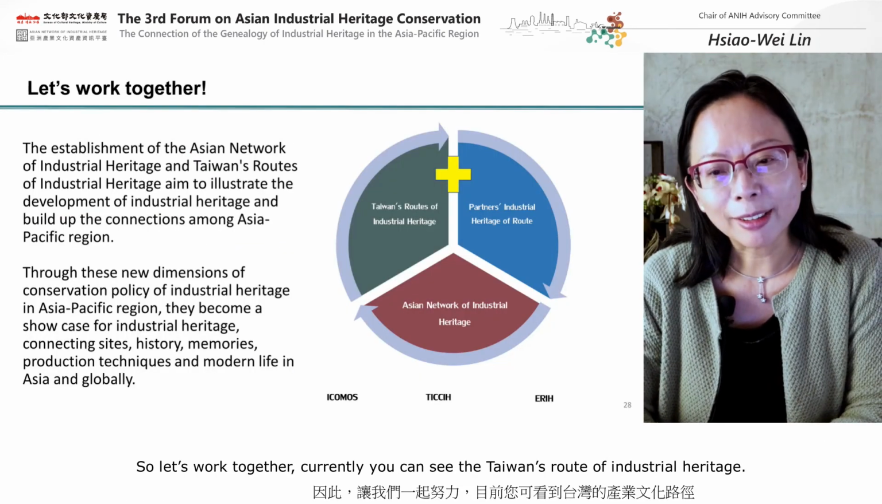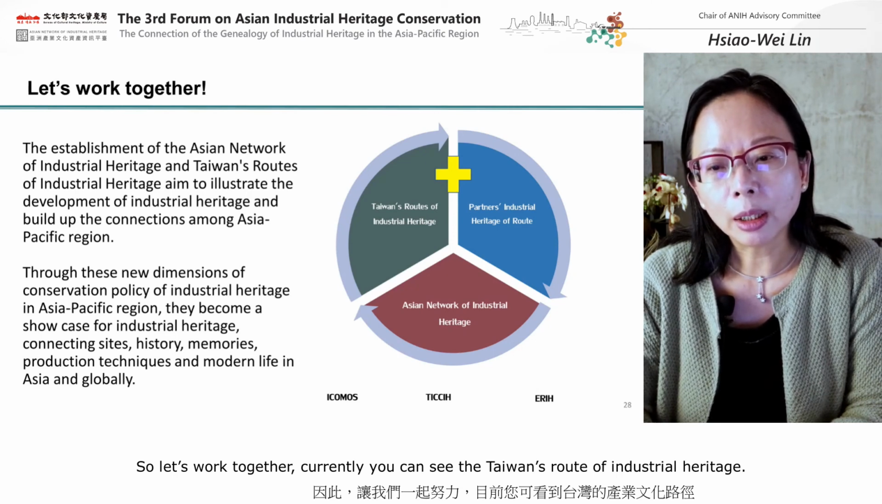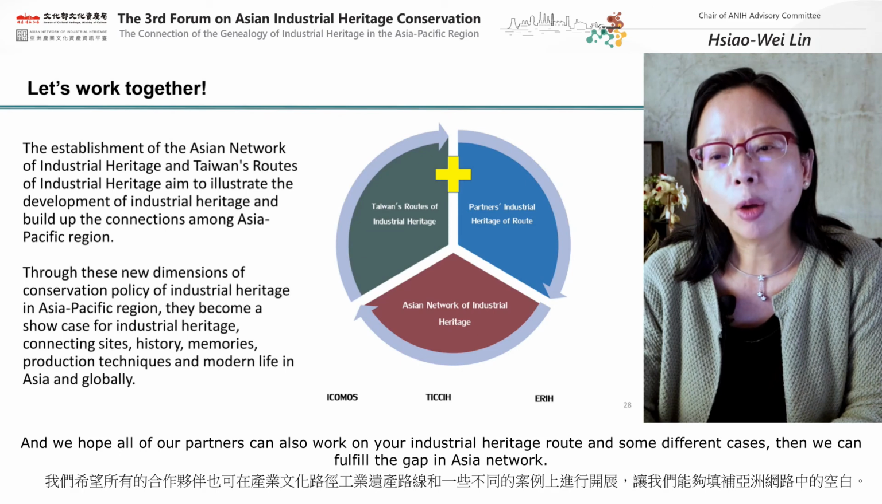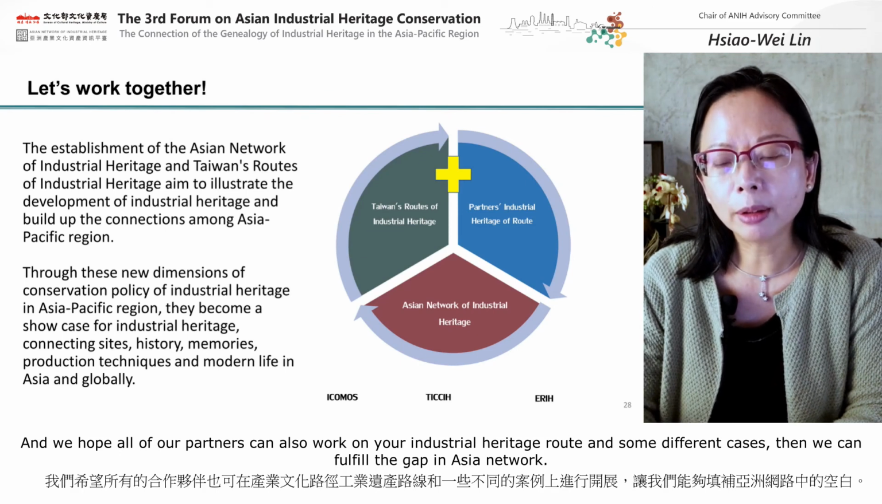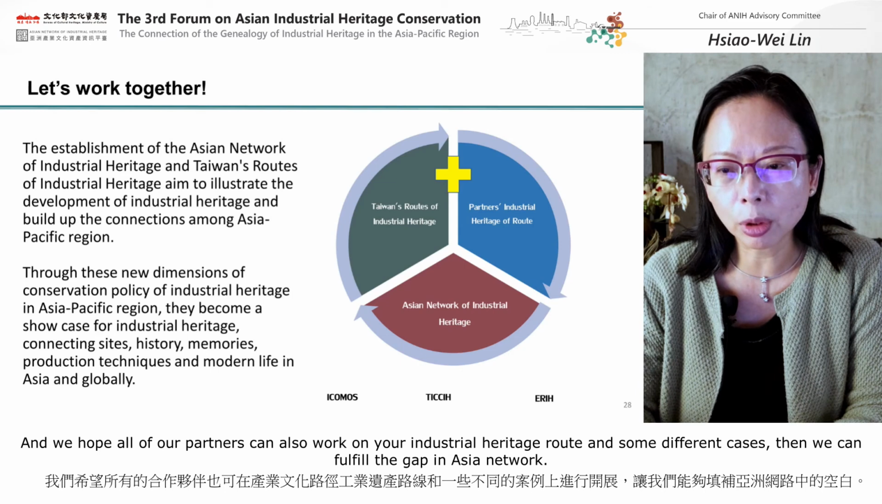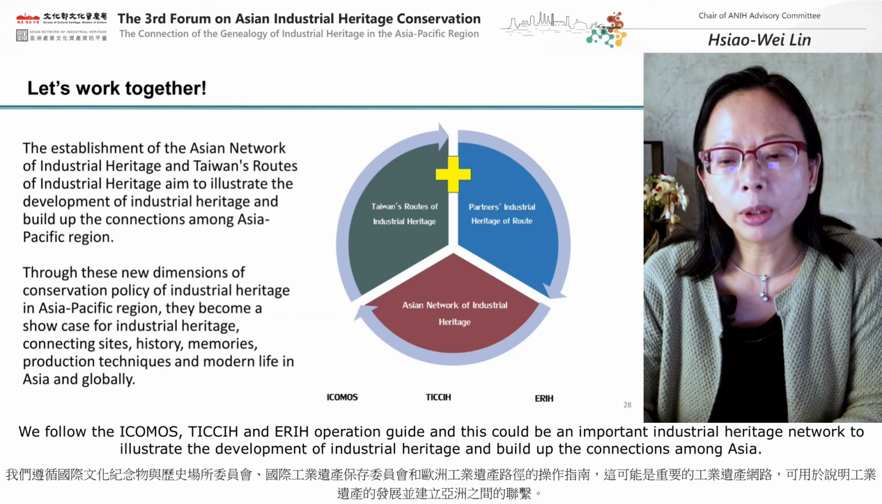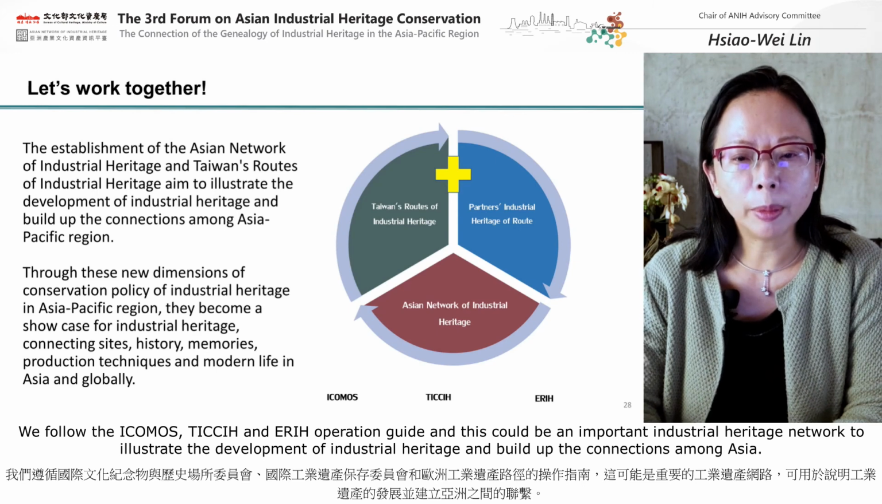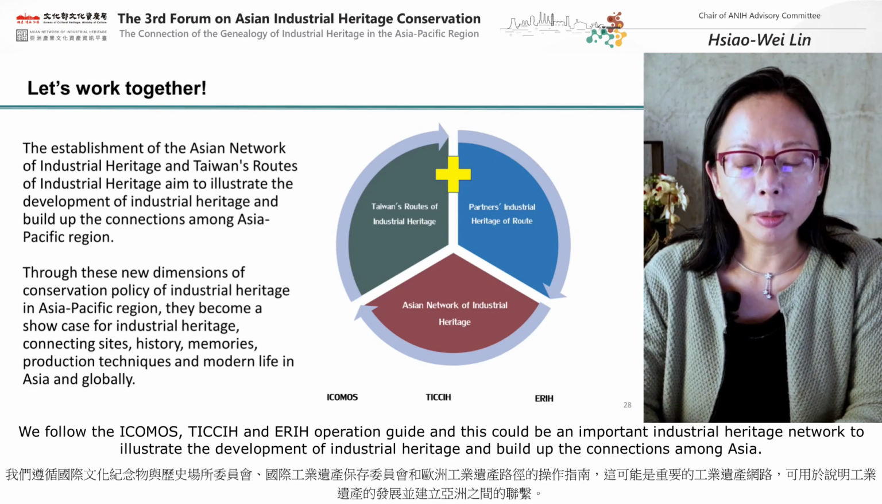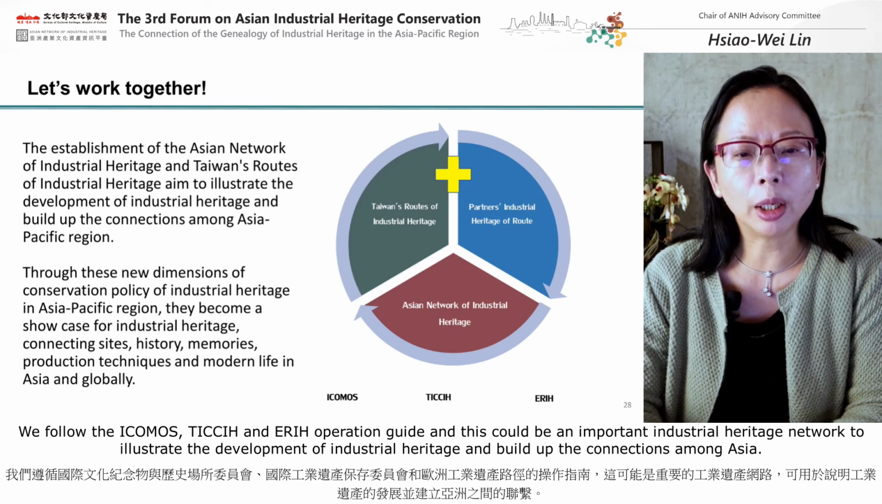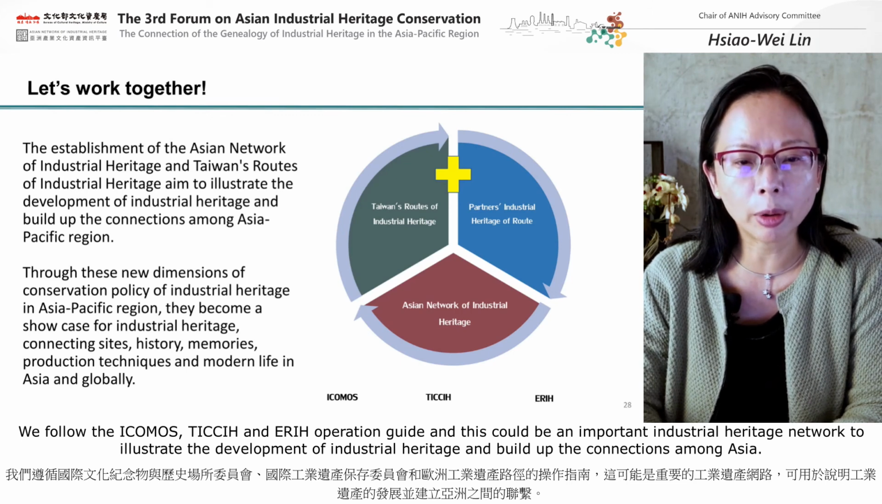So let's work together. Currently, you can see Taiwan's routes of industrial heritage, and we hope all of our partners can also work on your industrial heritage routes and different cases. Then we can fill the gap in the Asia network. Then we follow the ICOMOS and TICCIH operational guide, and this could be an important industrial heritage network to illustrate the development of industrial heritage and build up the connection across Asia.